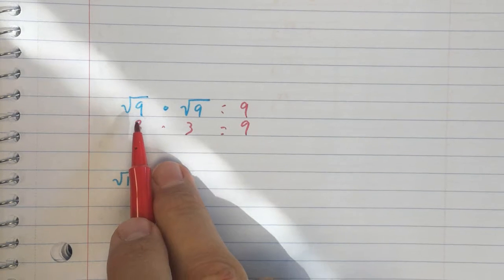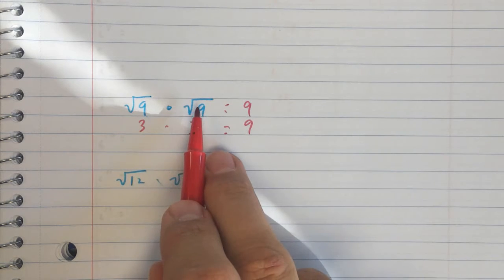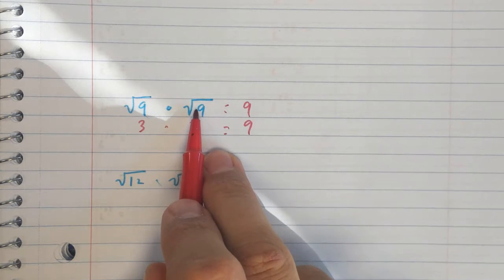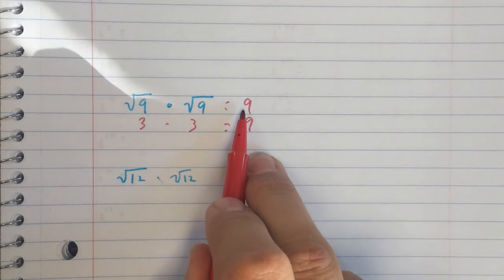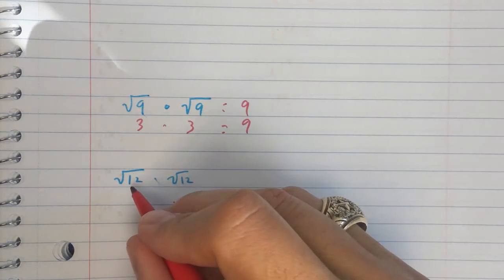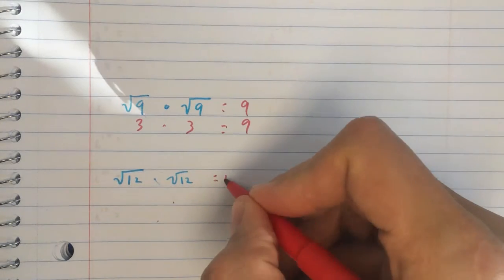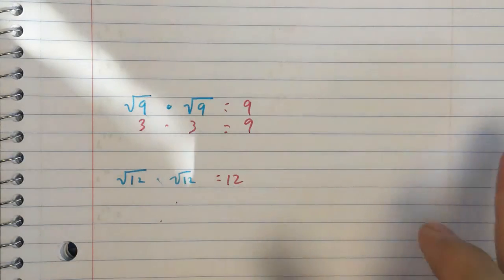When you multiply a square root by the square root of the same number, you get that same number. So the square root of 12 times the square root of 12 is simply 12. And we're done with it.